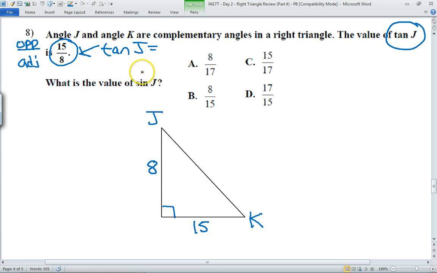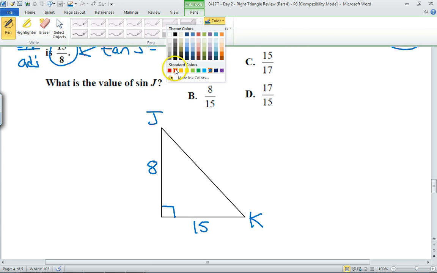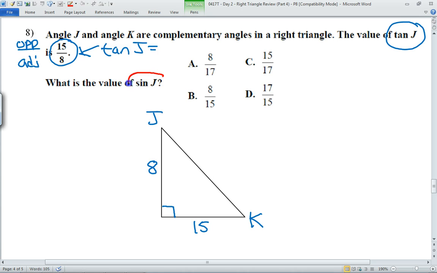Now we're being asked for the value of the sine of angle J. We're supposed to find sine J. Sine J, of course, is opposite over hypotenuse. That's the sine function. So opposite is 15. We don't have the hypotenuse yet. How are we going to find it? Let's call this H for hypotenuse.